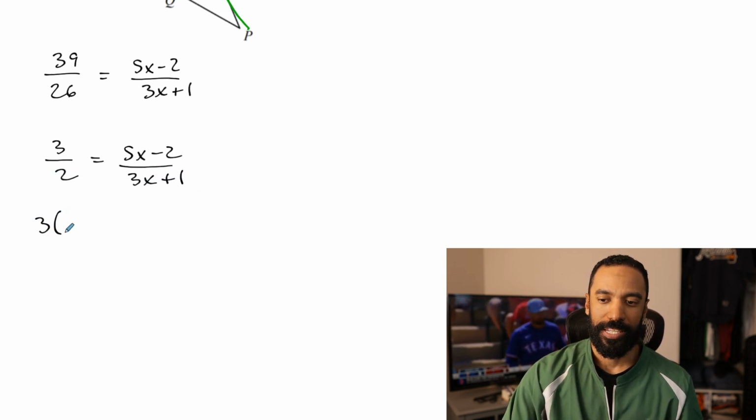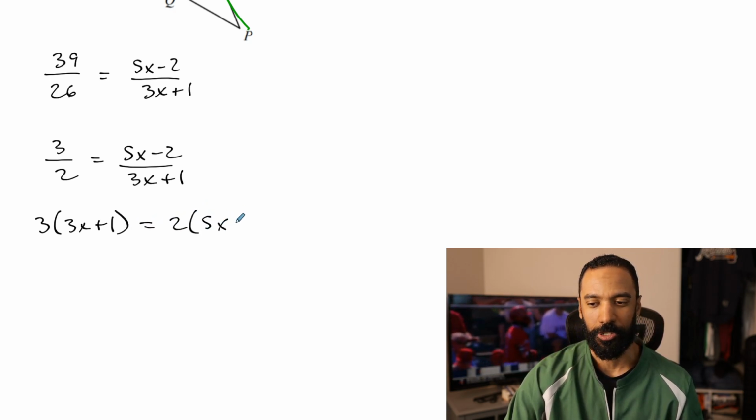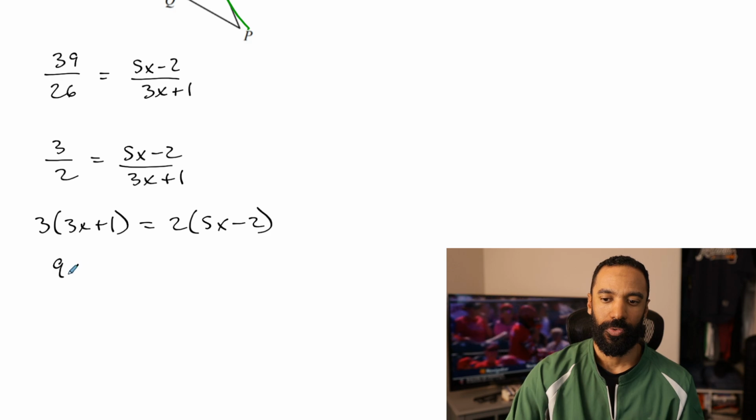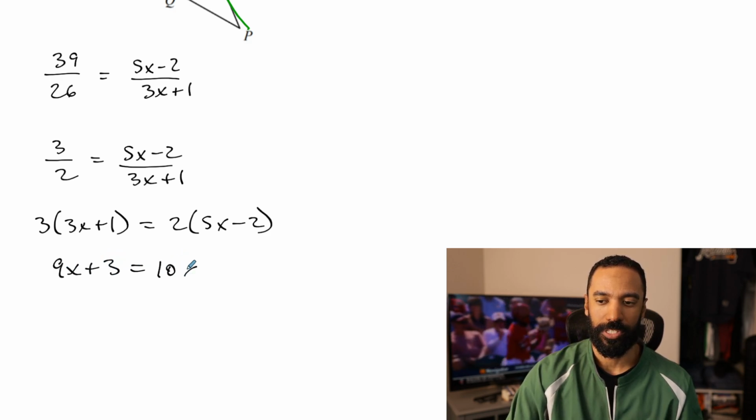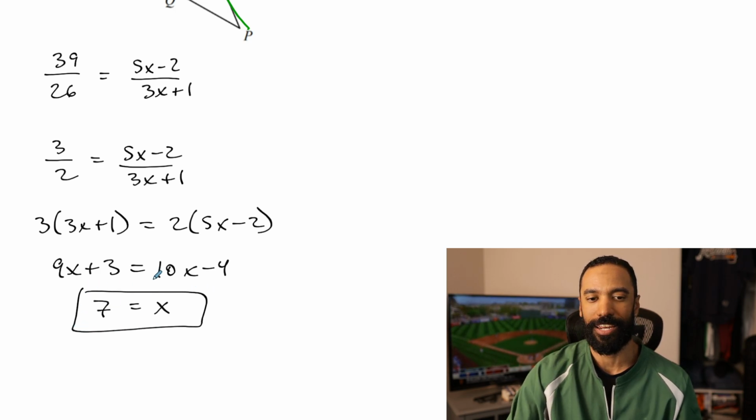Cross multiply, 3 times 3x plus 1 equals 2 times 5x minus 2. I'm sick of this kind of proportion algebra though. We get 9x plus 3 equals 10x minus 4. Subtract x from both sides, add 4 to both sides, we get x equals 7, and we're done.